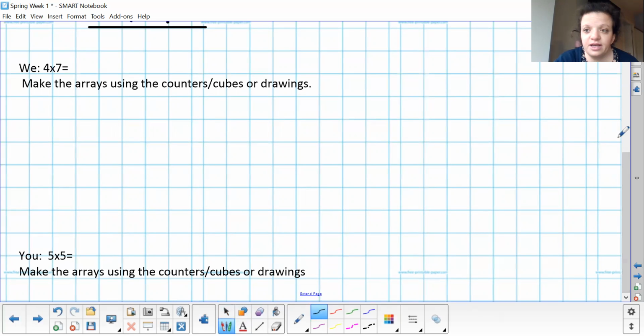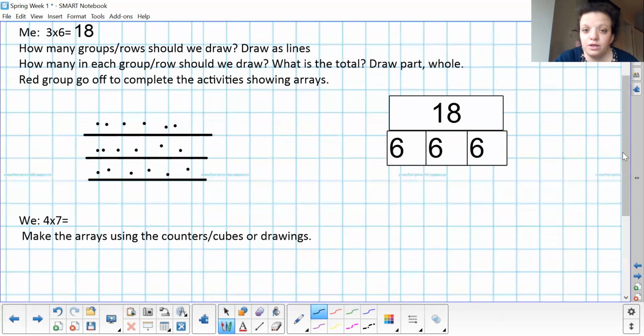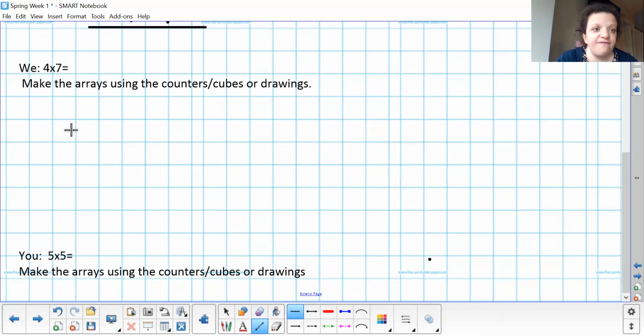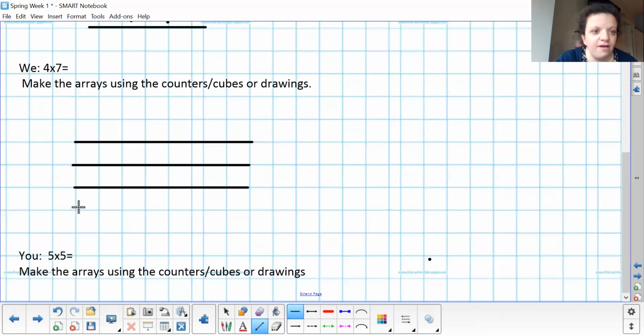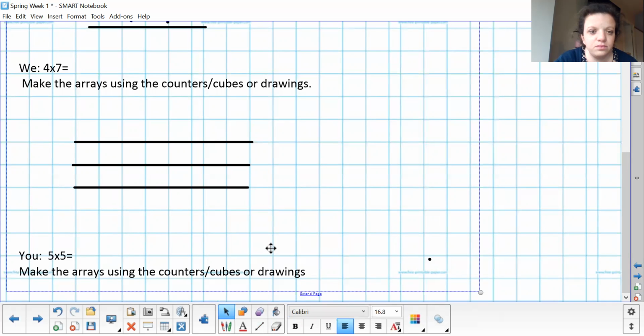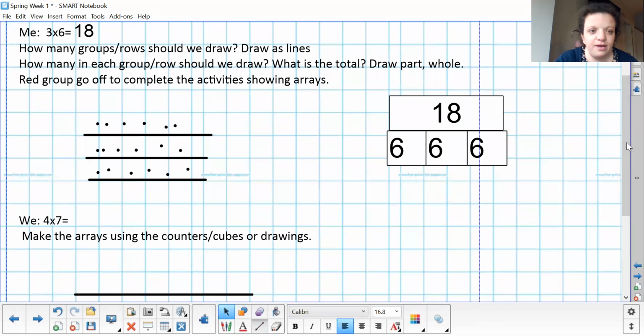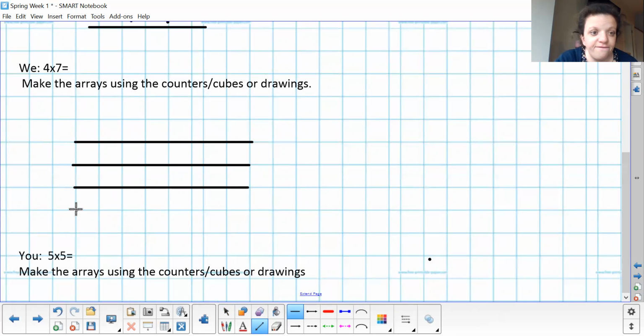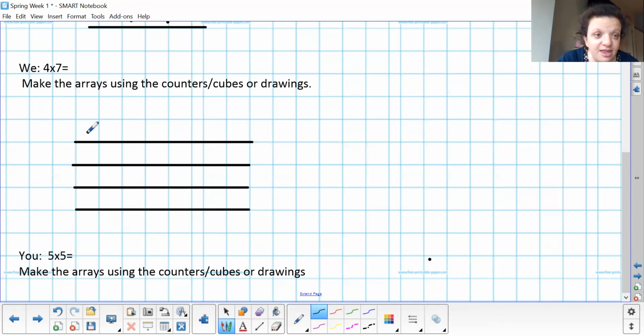So I'm going to get my, oh, what's happened there? So I'm going to get 4 groups. 1, 2, 3, 4. There we go. And in each group, I'm going to put 7. And this time I'm going to make them line up a bit better.